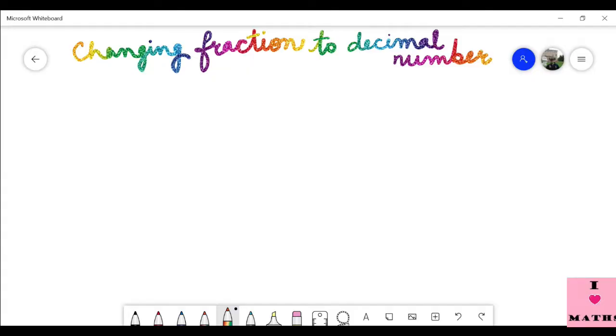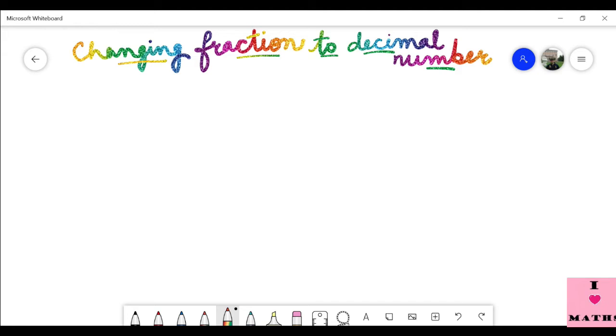Now we must do its vice versa, right? So if a fraction is given to us, we should be able to tell what is the decimal equivalent of that fractional number. So today we are going to take a few examples and learn that. Come, let's do that. Changing fraction to decimal number.